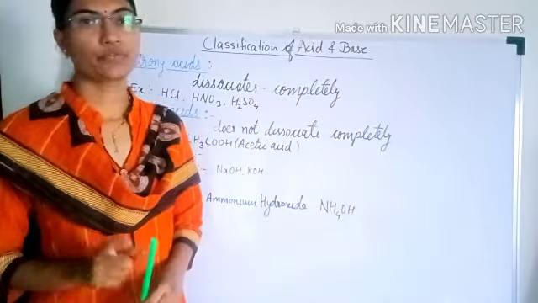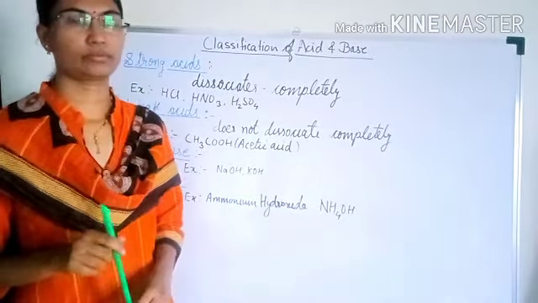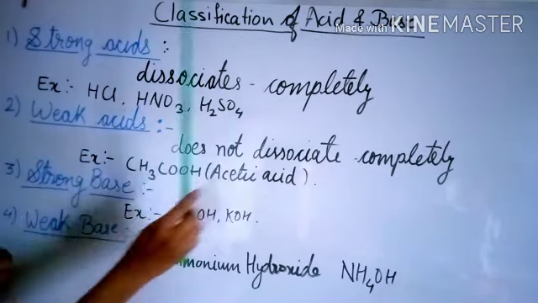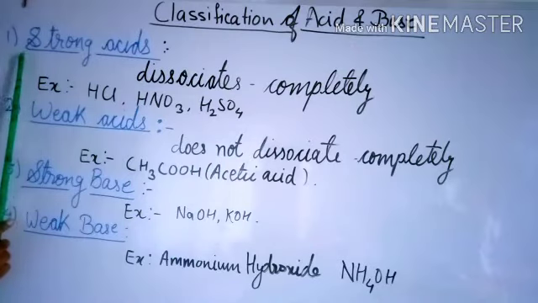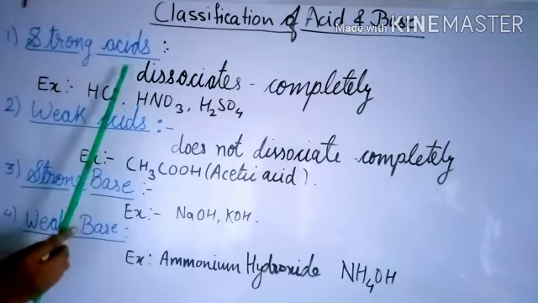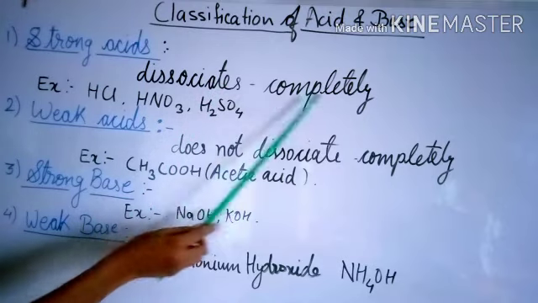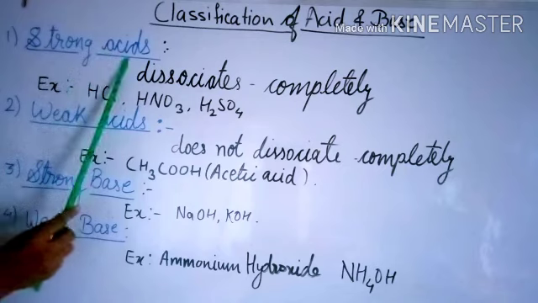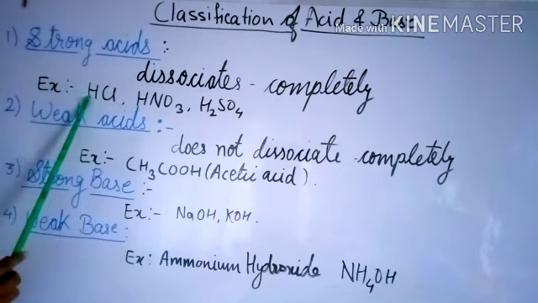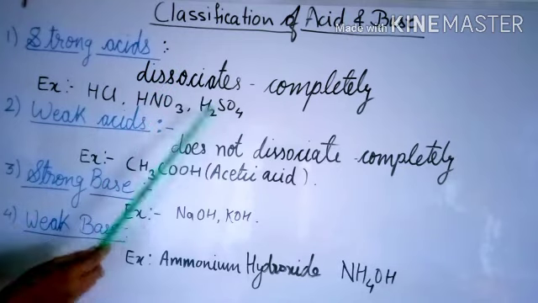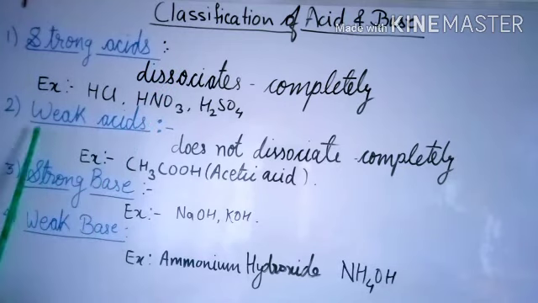Now let's classify acid and base. Let's study classification of acid. Acids are classified as strong acid. Acids which dissociate almost completely into H ions are called strong acids. For example, HCl, hydrochloric acid, nitric acid and sulfuric acid. These are all strong acids.